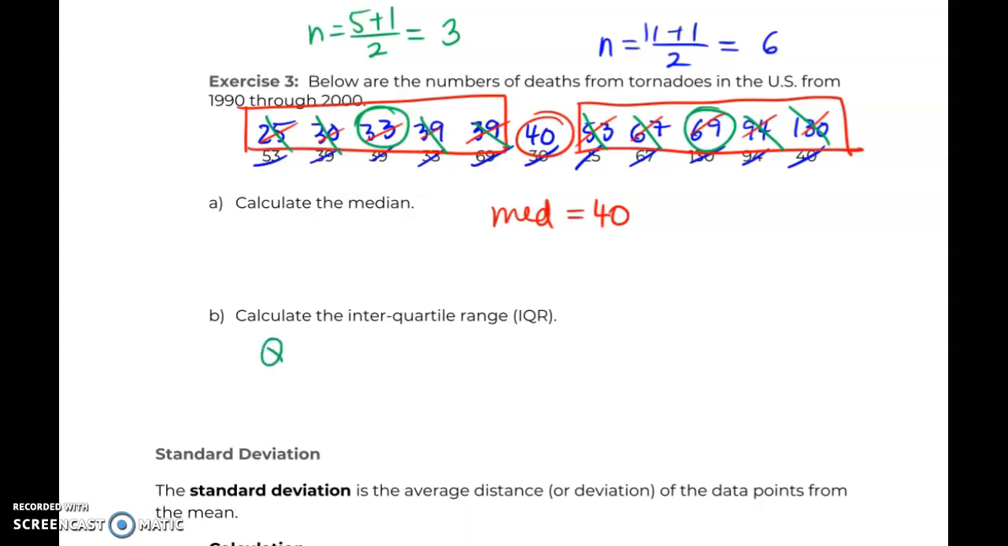So we have Q1 is 33. We have Q3 equals 69. And with that, we have an IQR of 69 minus 33, which is 36. Again, just like the range, the IQR is a single value. It just tells you the range of the middle 50%. So our range of the middle 50% is 36.